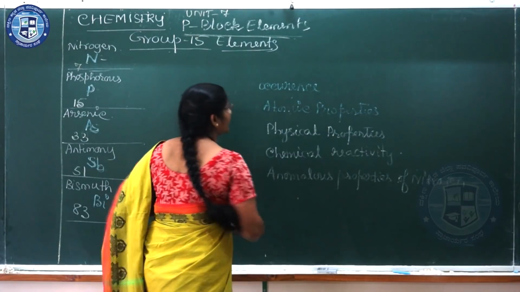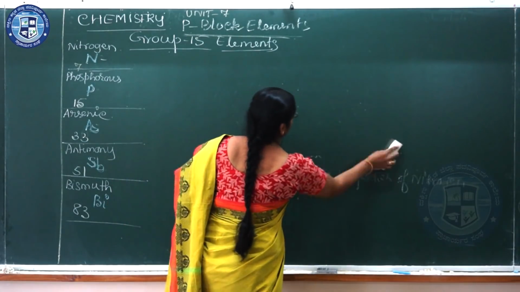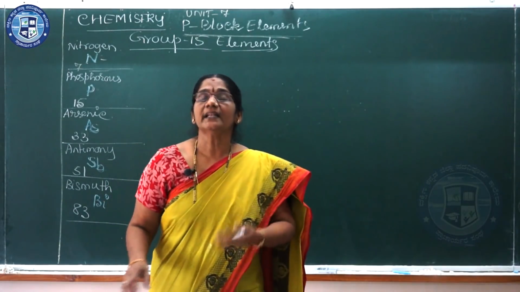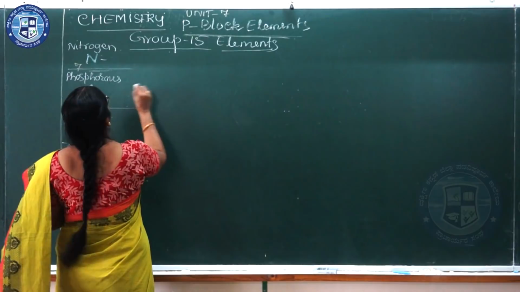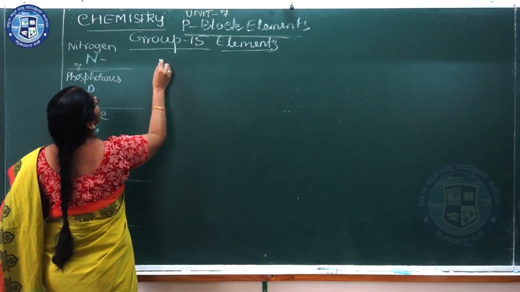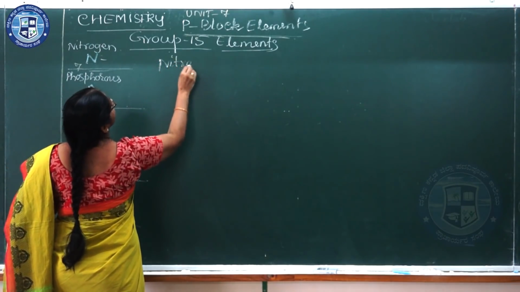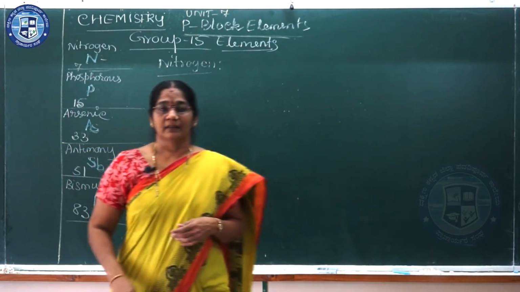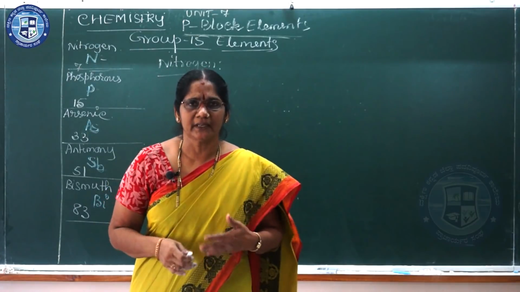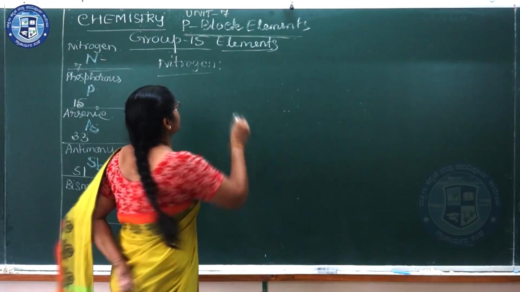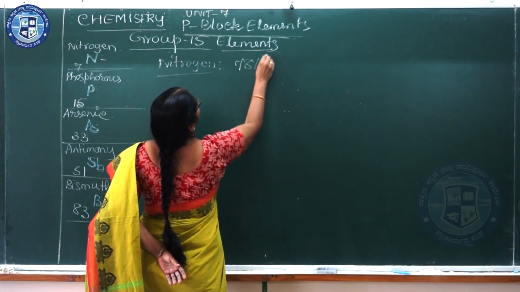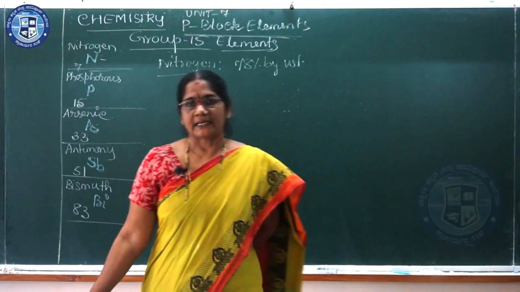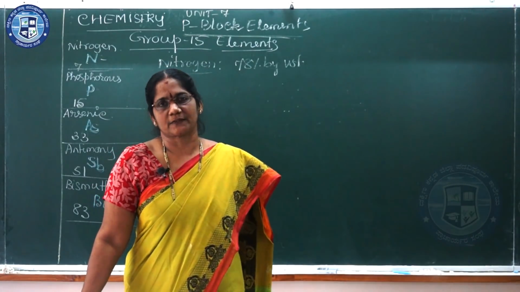So we will have a study in this sequence. So at the beginning we will see where do we get these elements in nature. So first we will start with nitrogen. You all know nitrogen is an abundant element in the atmosphere, nearly 78% by volume in the atmosphere. It's a colorless gas present in the atmosphere.